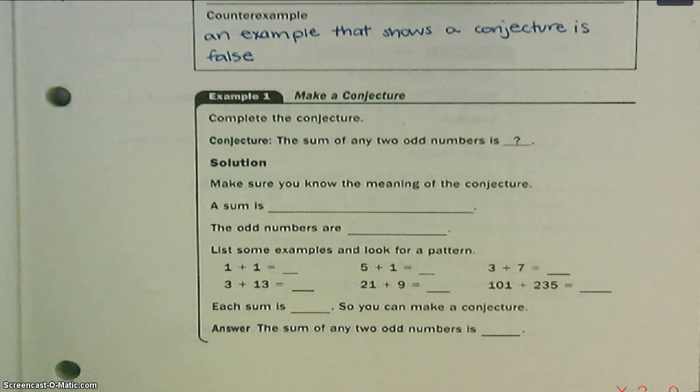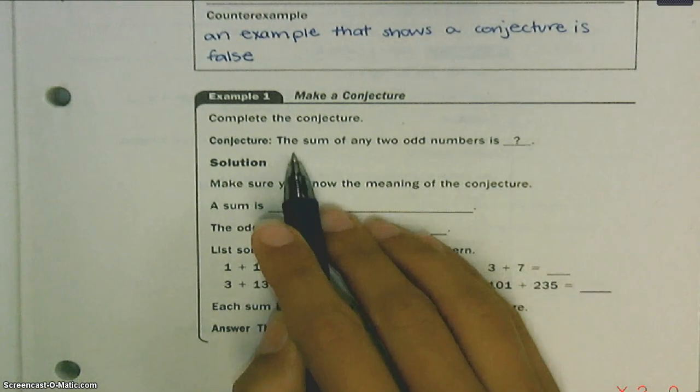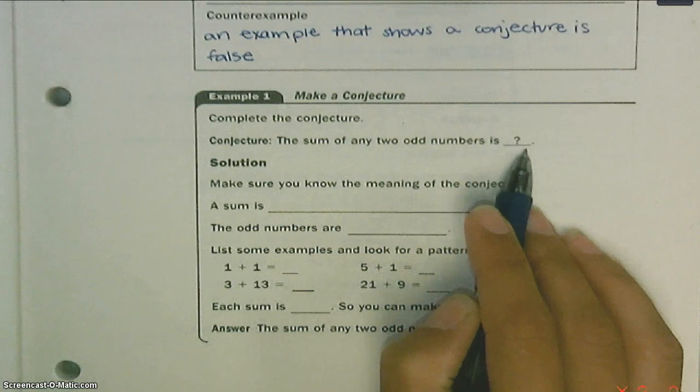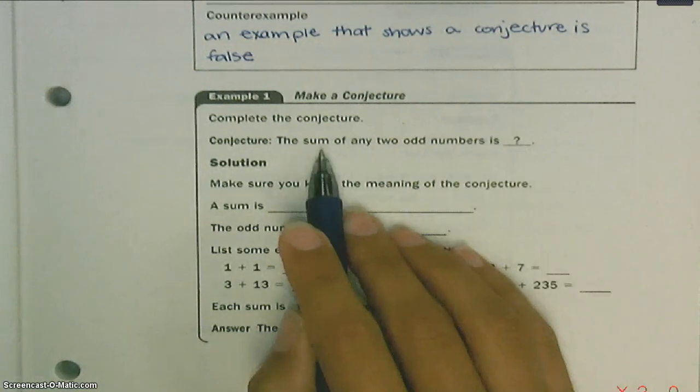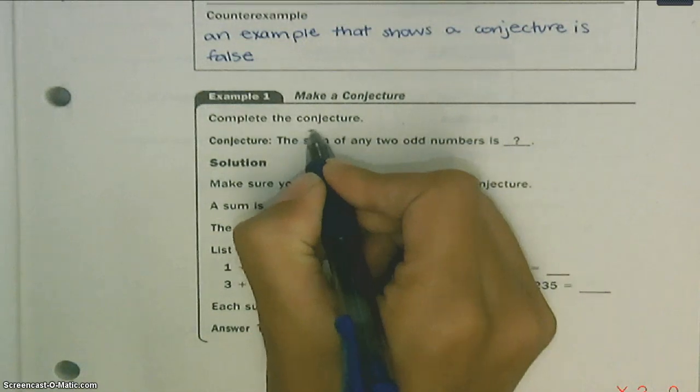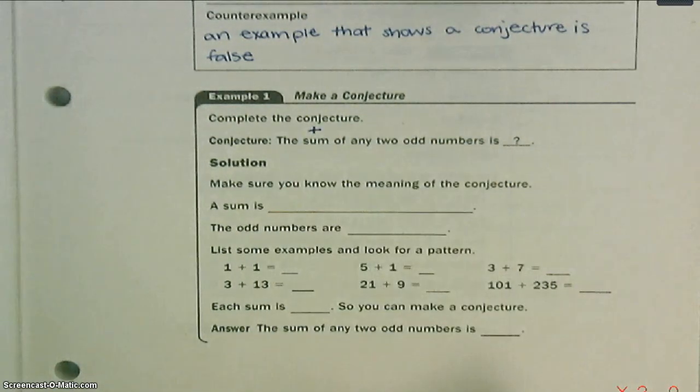Example 1, complete the conjecture. The sum of any two odd numbers is blank. All right, let's take this apart. Sum means the answer to an addition problem. So I'm going to put a plus sign there. Of two odd numbers. Okay, odd numbers are 3, 5, 7, 9.